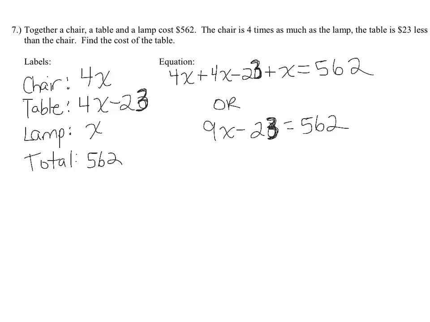So if I did have to solve this question, you would solve for x, then you would know what the lamp was, but the question would be find the cost of the table. So you would just put whatever x is into the table expression, and that would give you the answer. I would accept this as your equation or this as your equation.